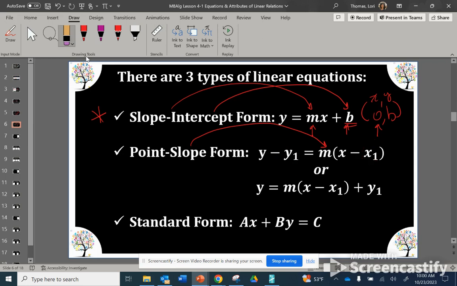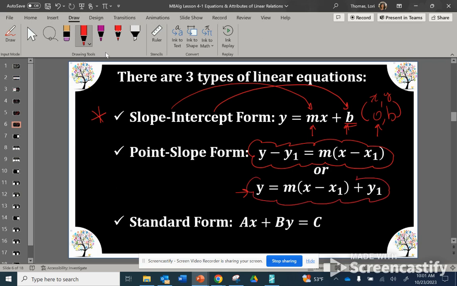So let me back up for just a sec. Notice that point slope can be written in this form or this form. These are equivalent. What they have done is they have already added y1 to both sides. And so that's why we have plus y1 in this formula. So either one of these will work for point slope.